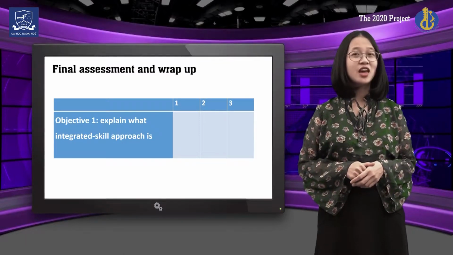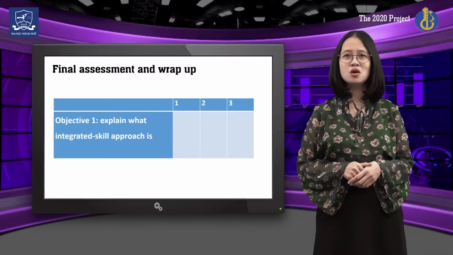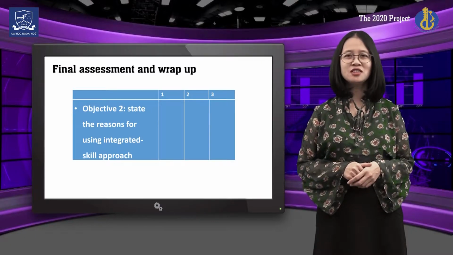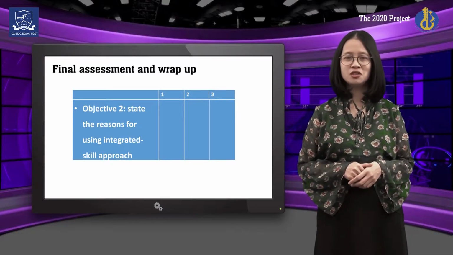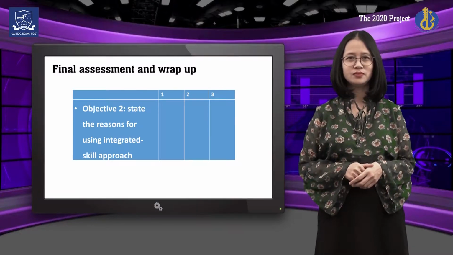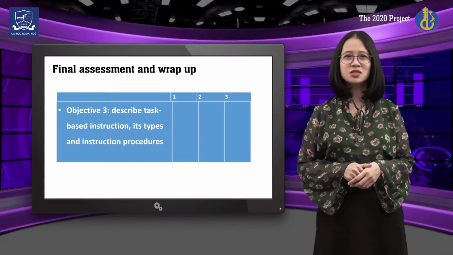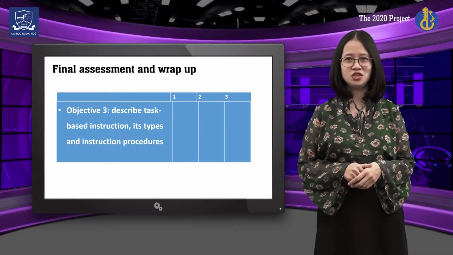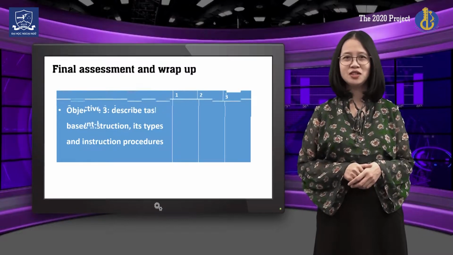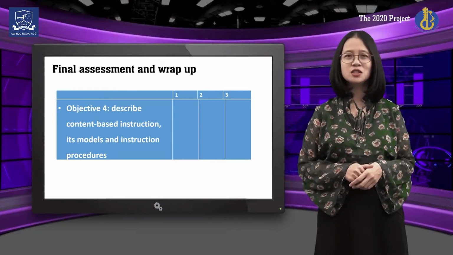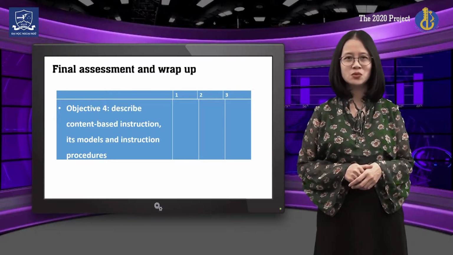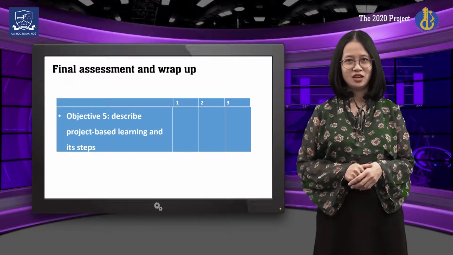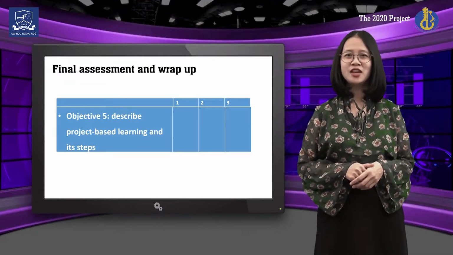Objective 1. Explain what integrated skill approach is. Objective 2. State the reasons for using integrated skill approach. Objective 3. Describe task-based instruction, its types, and instruction procedures. Objective 4. Describe content-based instruction, its models, and instruction procedures. Objective 5. Describe project-based learning and its steps.